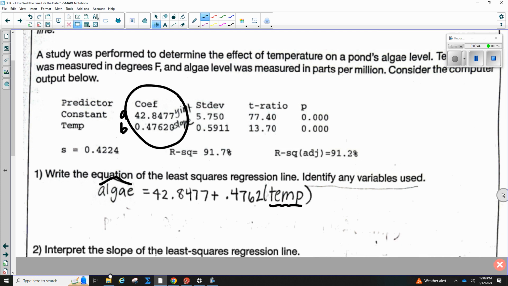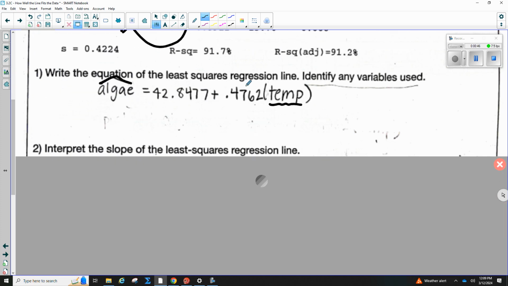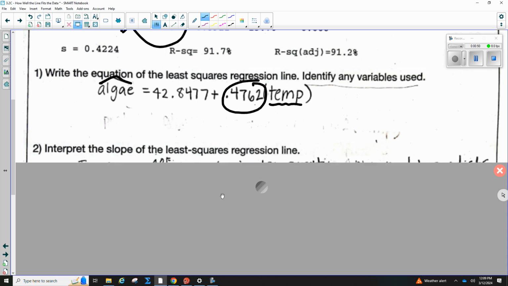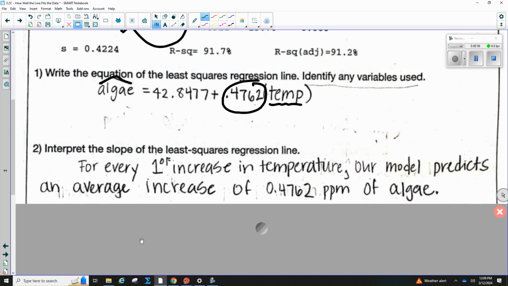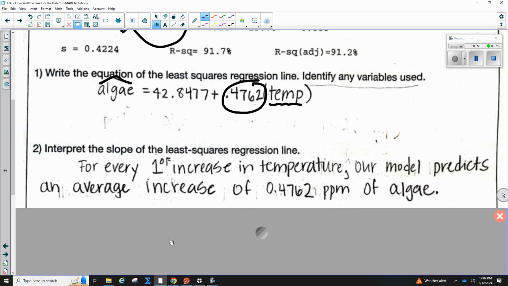All right, interpret the slope. So here is the slope. It always starts with, for every 1 increase in x. So for this one, for every 1 degree increase in our temperature, our model predicts an average increase of 0.4762 parts per million of algae. So we do have units on this, just so you know, for algae.